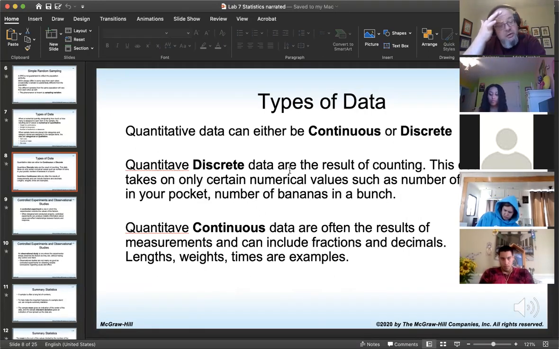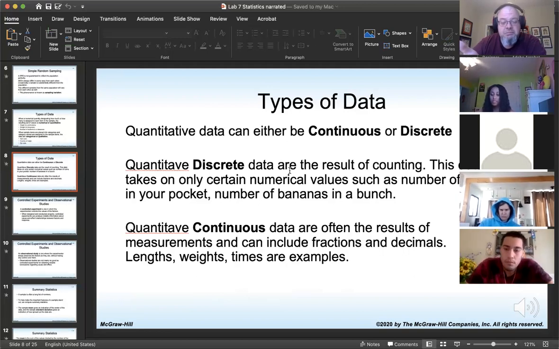Discrete is a result of counting things, and you're dealing with whole numbers. If you count the number of trees in your backyard or the number of students in a classroom, you're counting whole numbers, okay? Sometimes you hear the average family has 2.5 children. Well, obviously no family has half a child.